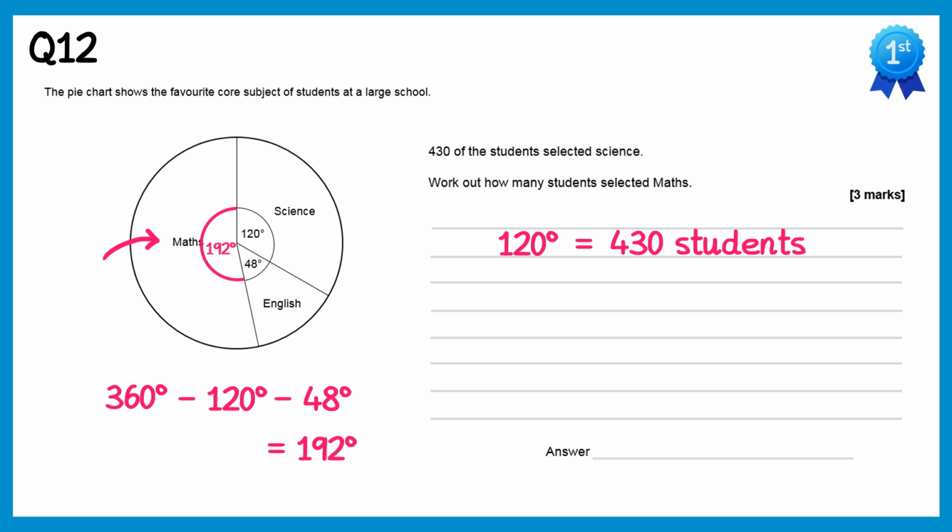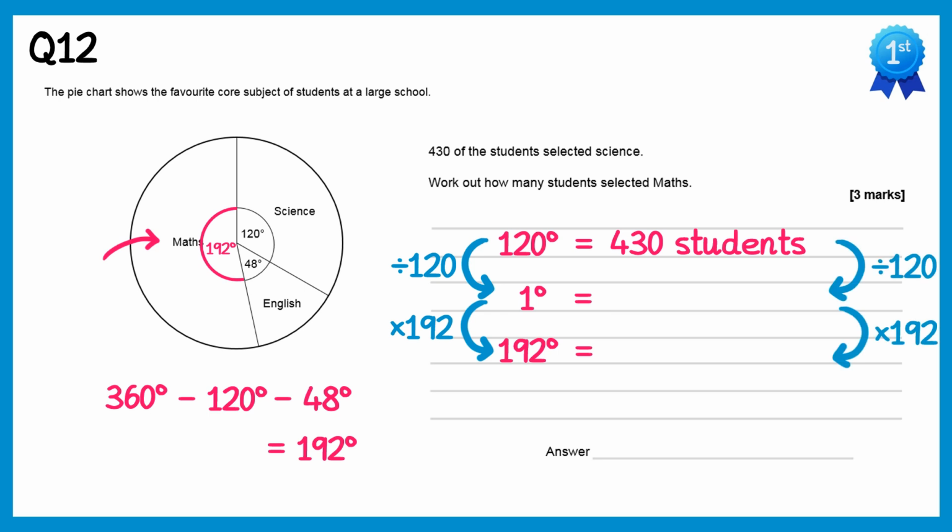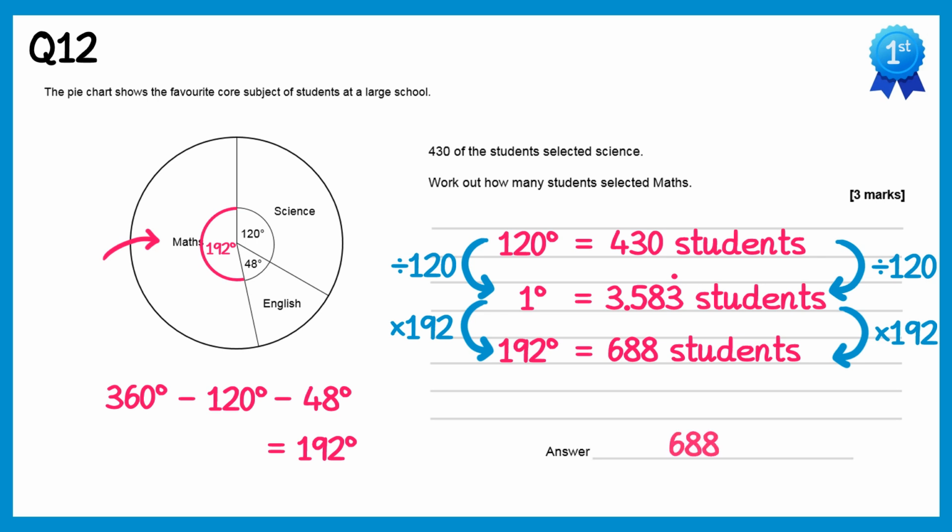So we need to work out that if 120 degrees is 430 students, what does 192 degrees represent? Well, I like to write 1 degree in the middle, and then say to get from 120 degrees to 1 degree, you divide by 120. And then to get from 1 degree to 192 degrees, you times by 192. So if we do the same to the number of students, we'll work out how many there are. So 430 students, divide by 120, and then times by 192. If you divide by 120 first, you'll get this number, and then if you times that number by 192, you'll get 688. So the answer is 688 students.